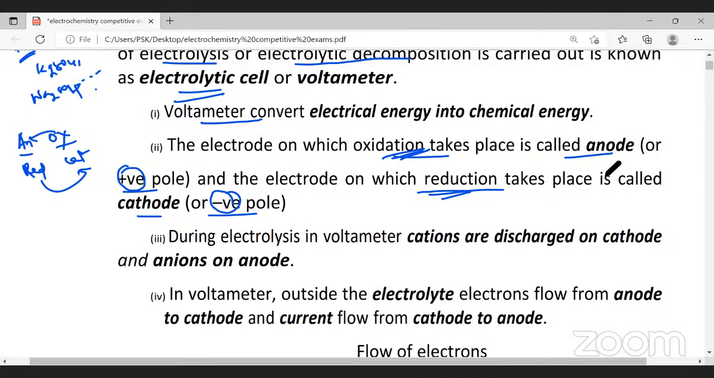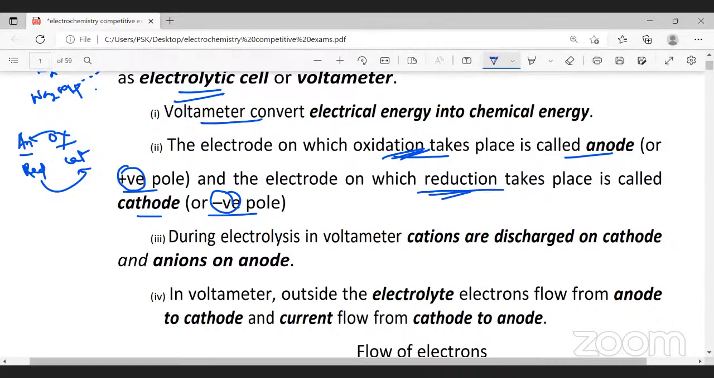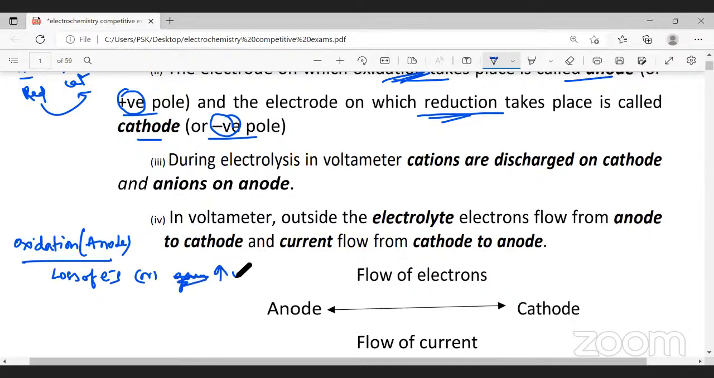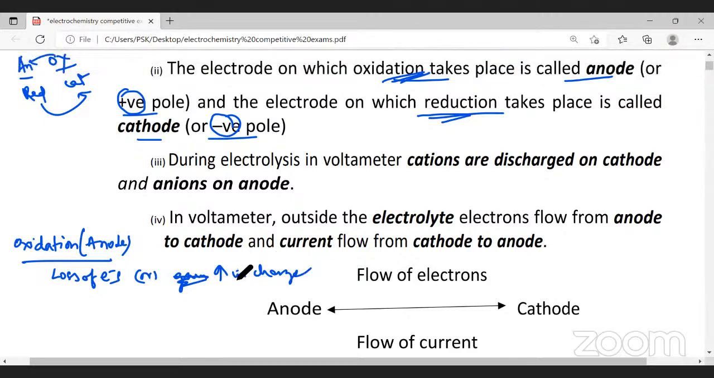Now, when we say oxidation and reduction, what do you understand by these terms? Firstly, we will try to understand oxidation. Oxidation takes place at the anode. What do you mean by oxidation? Loss of electrons is called oxidation. Or, not gain, an increase in charge is called oxidation. So oxidation is loss of electrons or increase in charge.